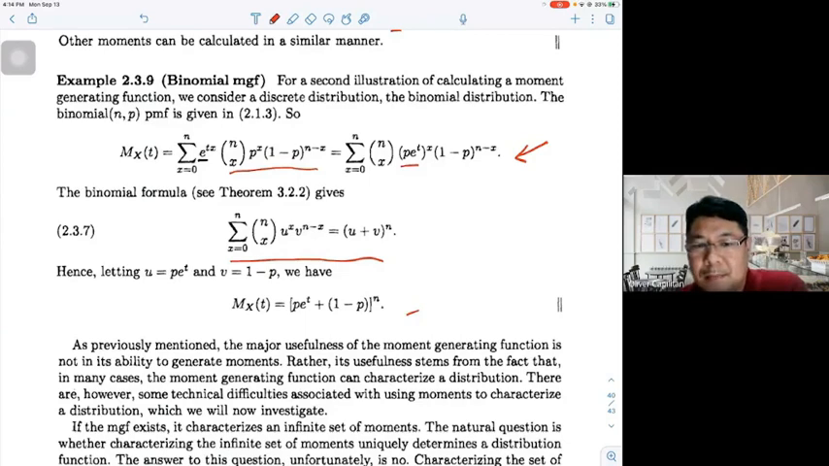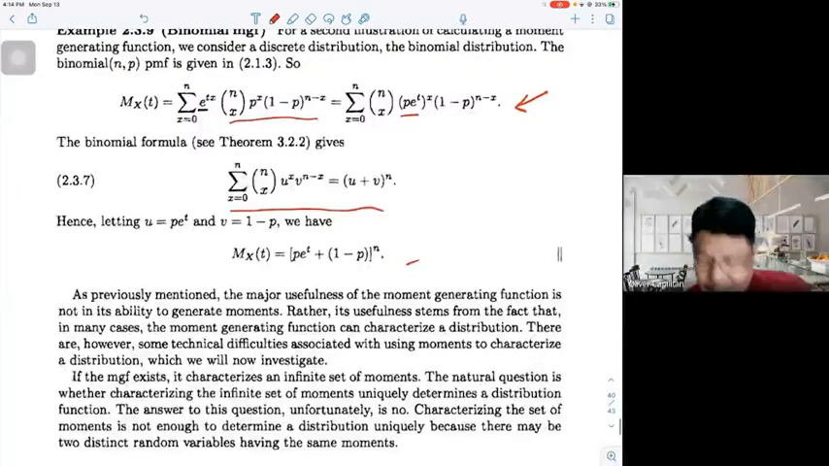Madali lang masyado, no? So the moment generating function can be used to compute the moments, but primarily the moment generating function is used to characterize the distribution of our random variable.